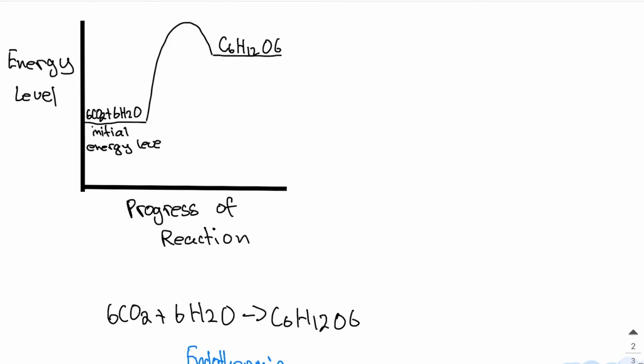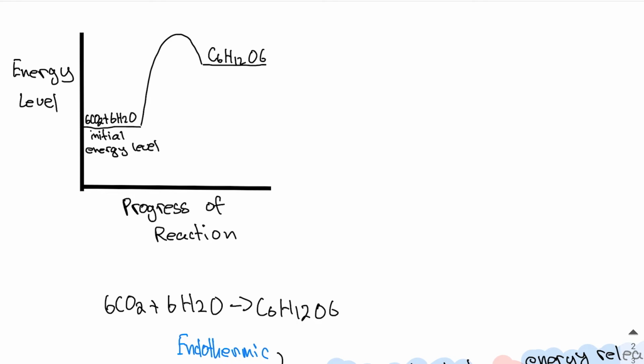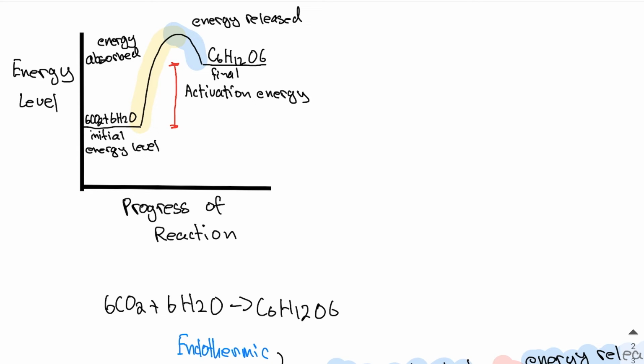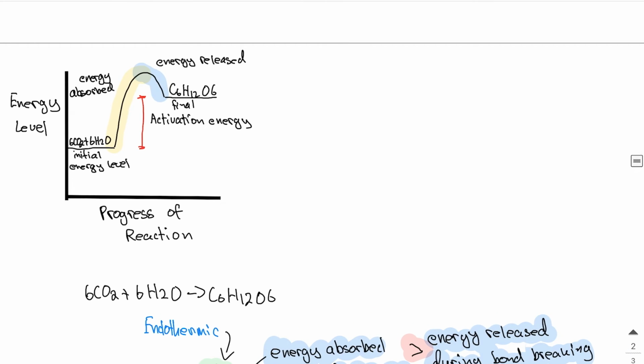This here is the initial energy level, the amount of energy the reaction starts off with. This is the final energy level. For this part, we say that it is the energy absorbed for bond breaking. As for this, it is the energy released during bond forming. As for this part, this is the activation energy. The activation energy is the minimum amount of energy required for the reaction to happen. So now you know how to draw an endothermic reaction.